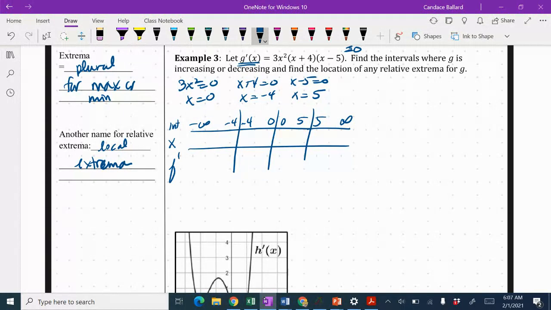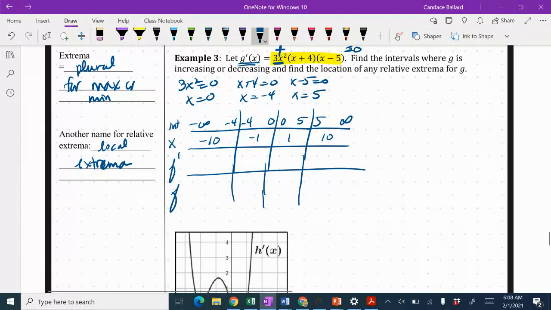I'm going to talk about my derivative, and we're going to talk about my original. Okay, so let's start picking some values. I know that this is my most simplified form of the derivative, so I'm going to plug in there. The x values that I'm going to pick are negative 10, negative 1, 1, and then 10. I know that this term here, no matter what I do when I square it, is going to be positive. So this is always a plus.